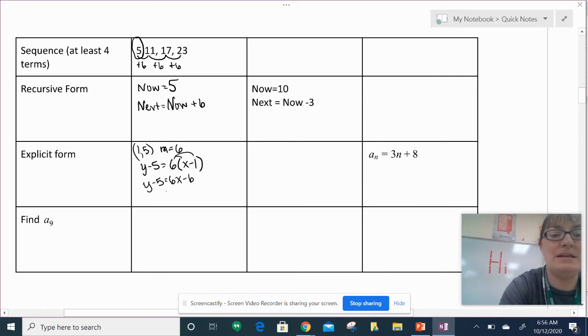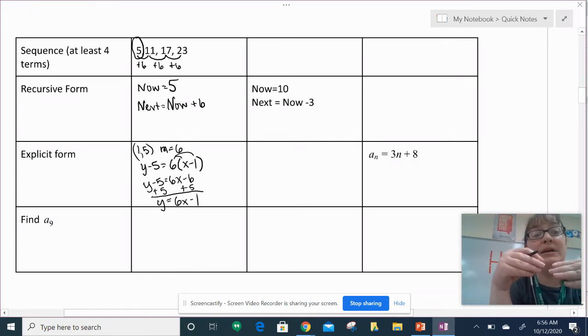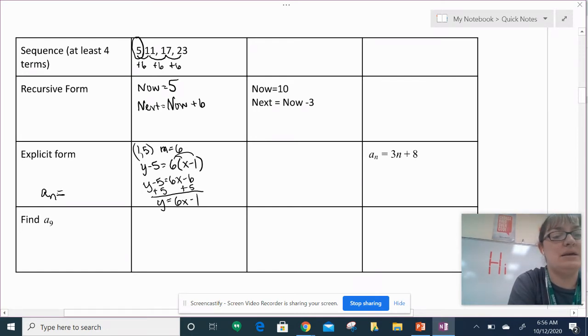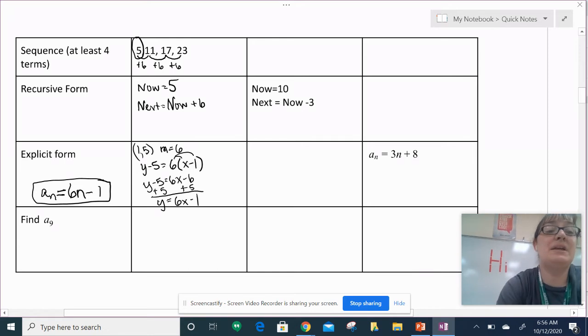Still have that y minus 5 on this side. And then I'm going to add 5 to each side, and I'm going to end up with an equation of y is equal to 6x minus 1. Now, just to put this back into sequence form, I'm going to come over here to the side and replace the y with a sub n. That just means I'm talking about an arithmetic sequence. A sub n is equal to 6, and then I'm going to replace the x with an n minus 1. So there is my explicit form.